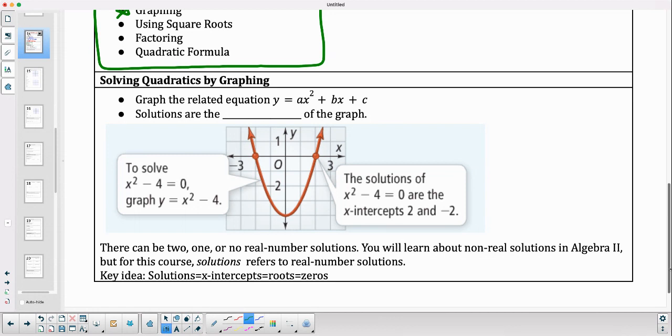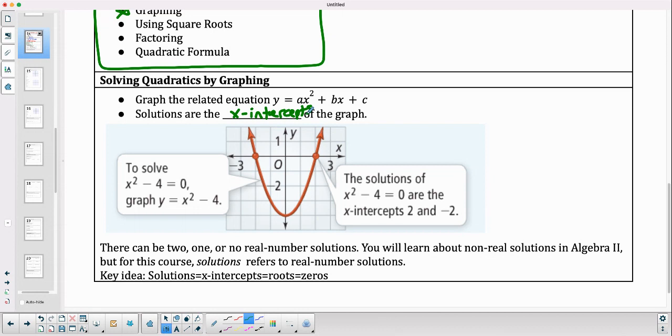So graph the related equation. Okay, the solutions are the x-intercepts of the graph. Okay, so if we want to solve a quadratic, we want to set it equal to 0 and see what x values make that equation equal 0. So in this graph, they've done all the work for us. They've graphed it. In this graph, there are 2 solutions.